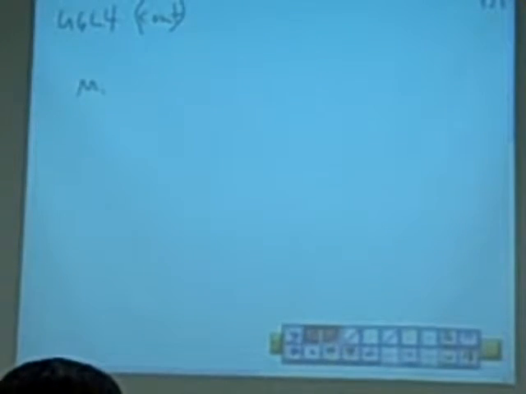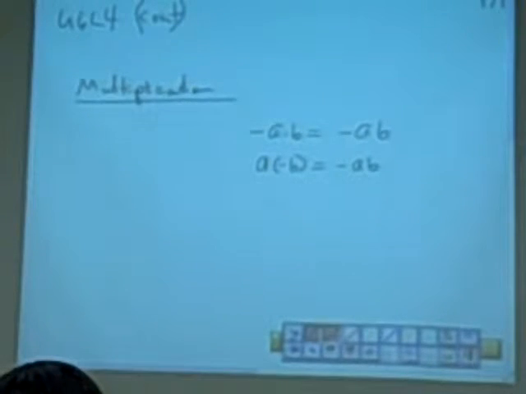Yesterday, multiplication of integers. We said that if we have a negative a times b, that's going to be a negative ab. And if a is positive and b is negative, or I'll just make this a parentheses, that's right, it's still a negative ab. But if you have a negative a times a negative b, then you get a positive ab.